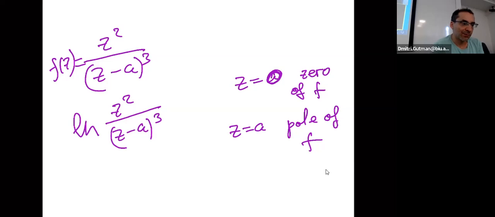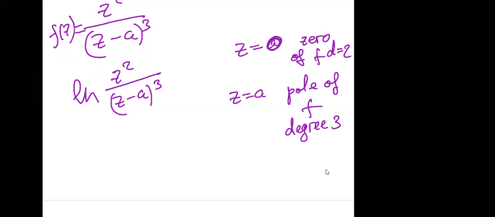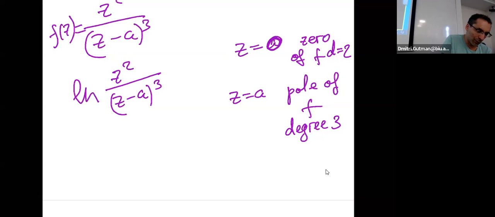Now, degrees of poles and zeros. So z equals 0 is a zero of what degree? Yes, so the degree of the pole is 3. Degree of zero is 2. So what it means now is that the number of zeros will be 2, and the number of poles will be 3.